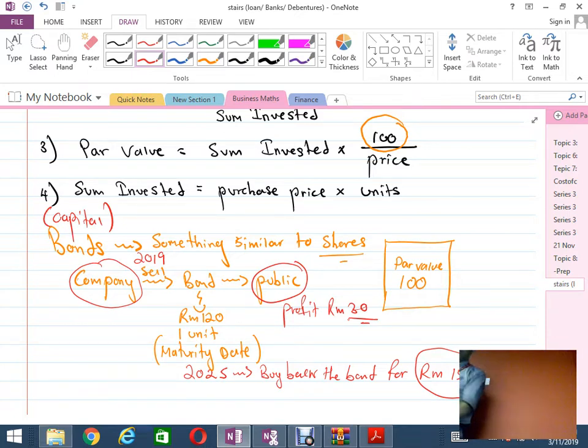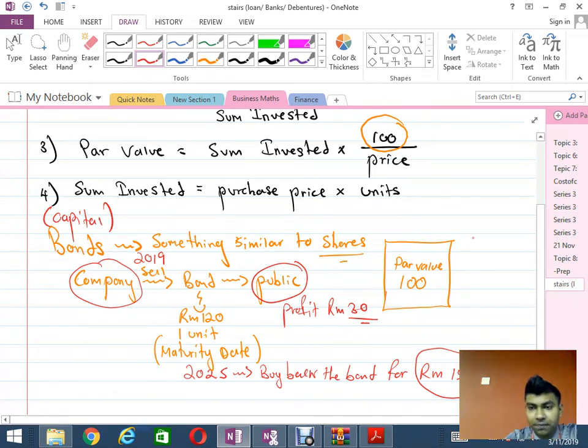Simple. Okay. So if you buy bonds, can you become an owner? No, nothing. No such thing. Okay. So that's called bonds.